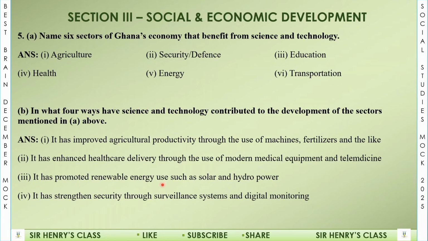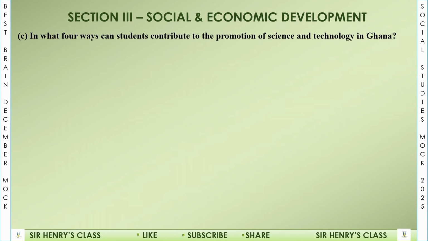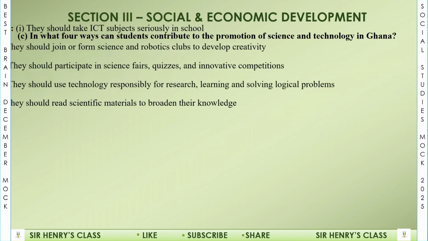Alright, 3, it has promoted renewable energy use such as solar and hydropower. 4, it has strengthened security through surveillance system and digital monitoring. The final question says, in what 4 ways can students contribute to the promotion of science and technology in Ghana? So what roles should the students play in promoting science and technology in Ghana?